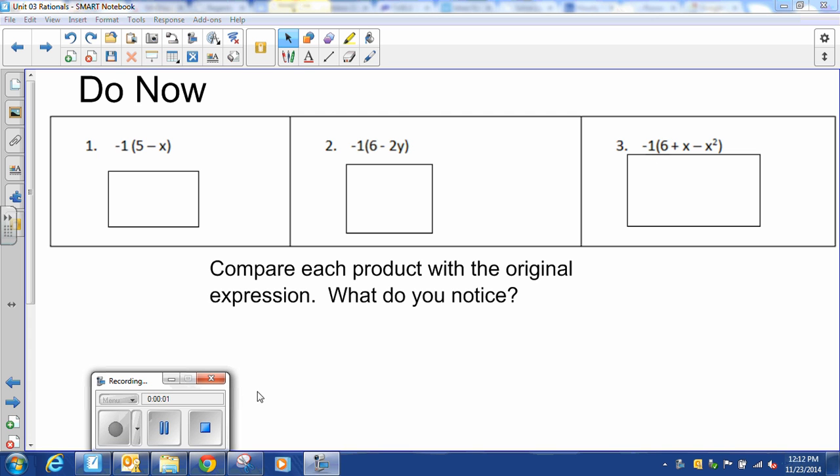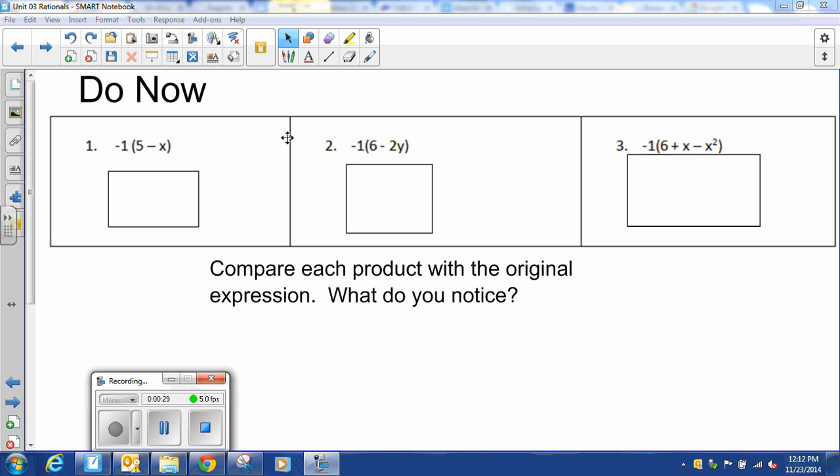Okay, this lesson is all about recognizing opposite factors and knowing what to do with them. Basically, whenever you see a polynomial or an expression that appears to be in opposite order, like 5 minus x, 6 minus 2y, 6 plus x minus x squared, there's a method which I call the negative 1 method, where if you factor out the negative 1, you can actually reverse the order.